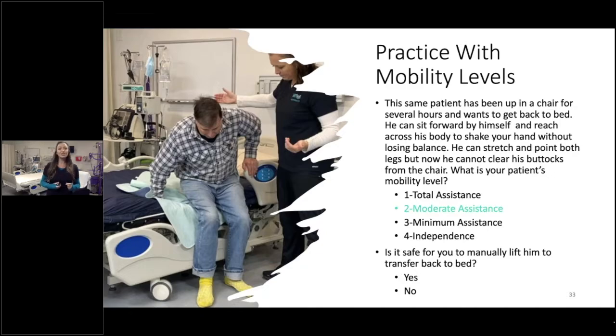Hopefully you all said 2, moderate assistance, because he cannot clear his bottom up. He's got enough strength in his legs for us to try and stand, but he needs power to stand up out of that chair to get back to bed. Is it safe for you to manually lift him, transfer him back to bed? Hopefully everybody right away said no to that answer.